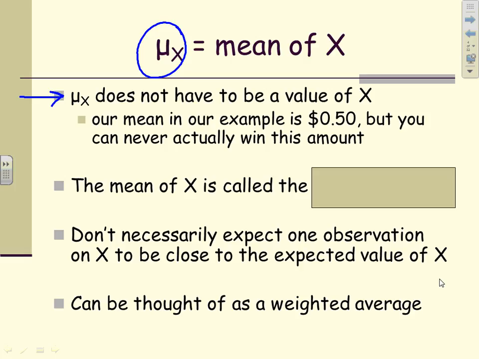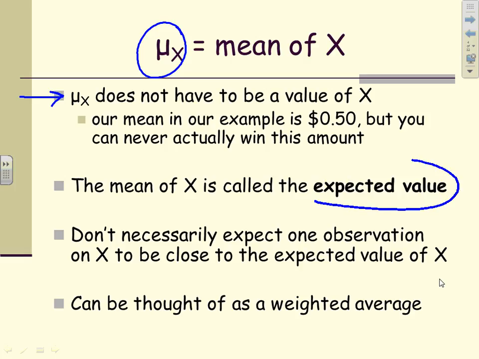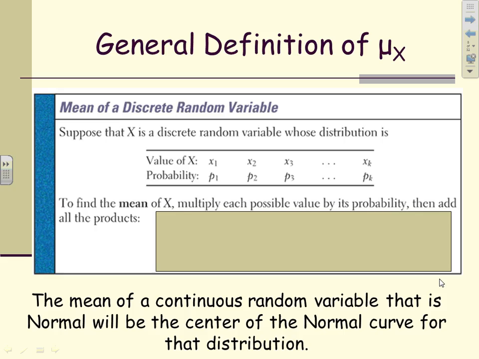Another way to think of the mean of x, or mu of x, is this idea of expected value, because that's how much you expect to win on each play in the long run. Now again, just like you can't expect the mean to be an actual value, sometimes it will be, most times it won't be. You don't expect that any single value is going to be close to that expected value either. And one more way to think of this expected value, or mean of x, is the weighted average. You've thought about this when you were thinking about GPA or something along those lines.